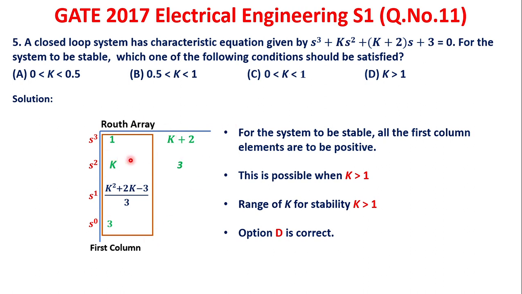So after formulating the Routh array, we can find that for the system to be stable, if k is greater than 0, this is okay. But when k is simply greater than 0, this may not be satisfied. When k is greater than 1, this will be satisfied because 1 plus 2 minus 3. That is, we can solve this, or even just by inspection we can find that this is positive only when k is greater than 1. Therefore, for the system to be stable, that is for all the first column elements to be positive, k must be greater than 1. So this is satisfied by option D. So option D is correct. Let us move to the last problem.